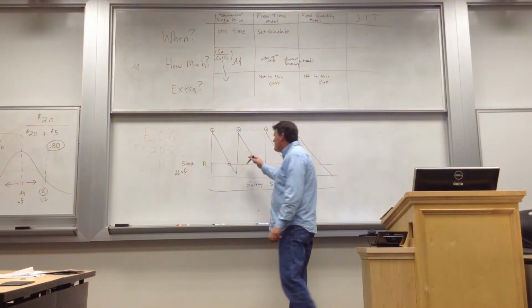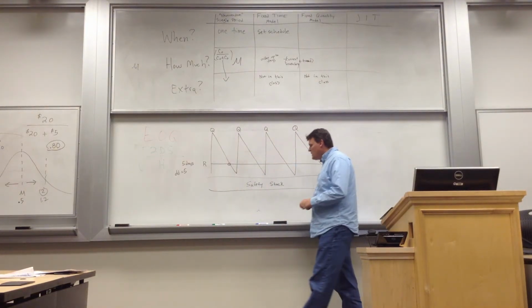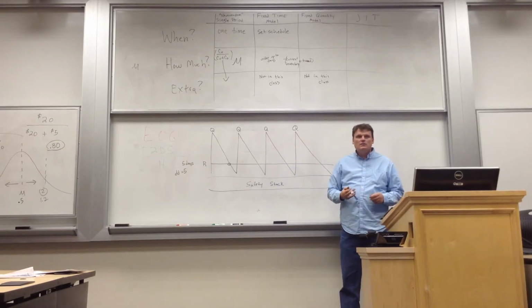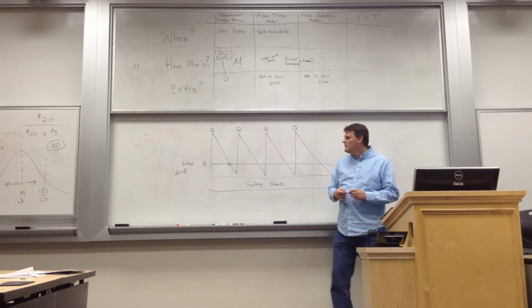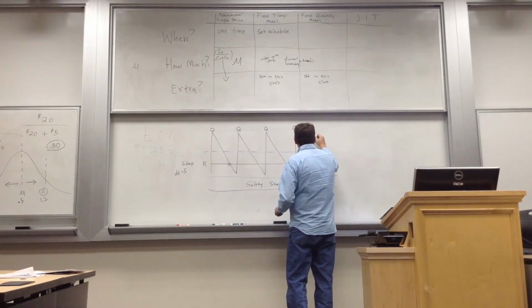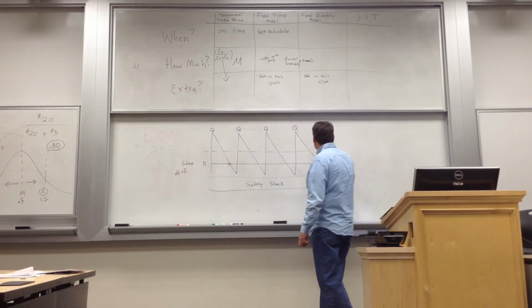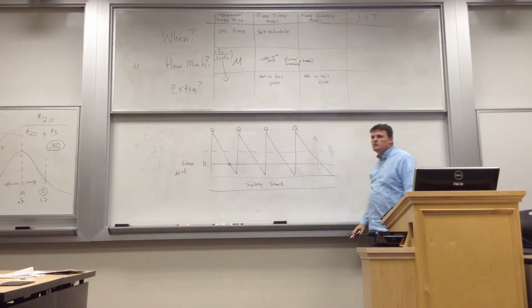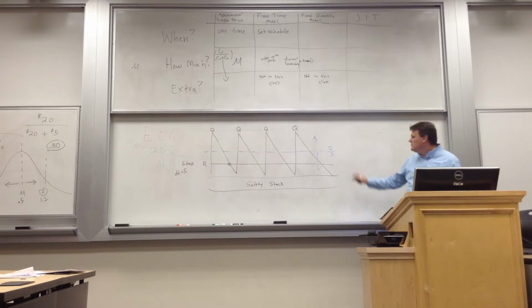There's a cool thing about this particular system that we talked about before. What's my average amount of inventory I'm going to have in stock? Half of my Q, because half of the time I have more, half of the time I have less. So my average inventory is Q divided by 2, plus what?